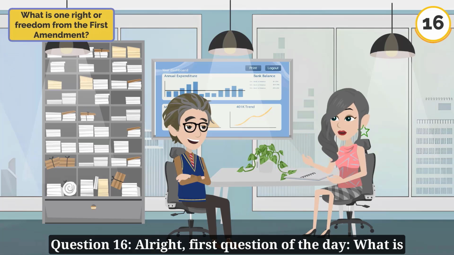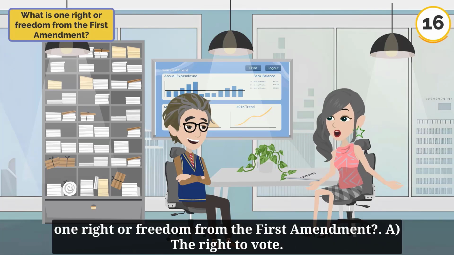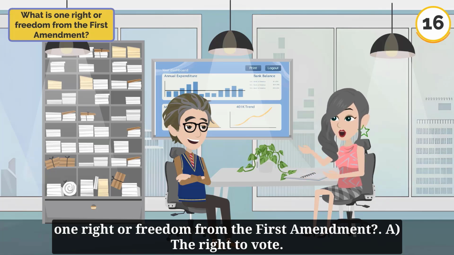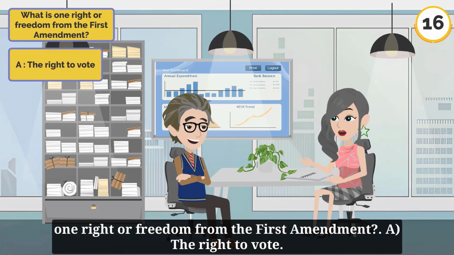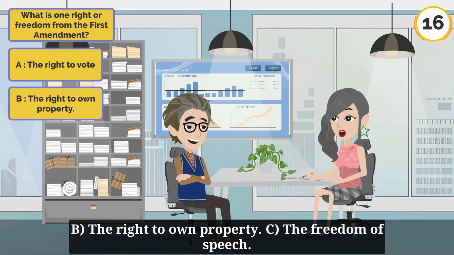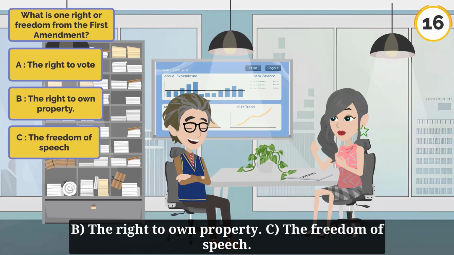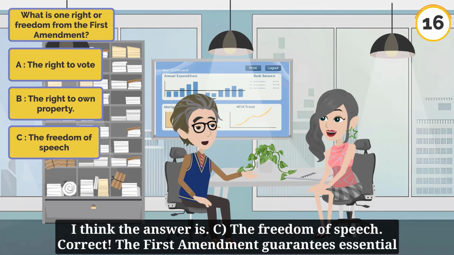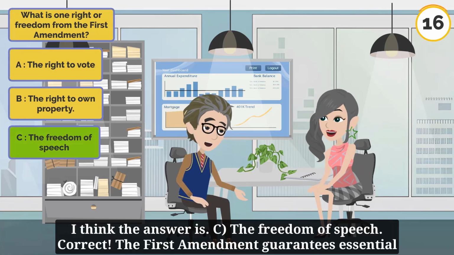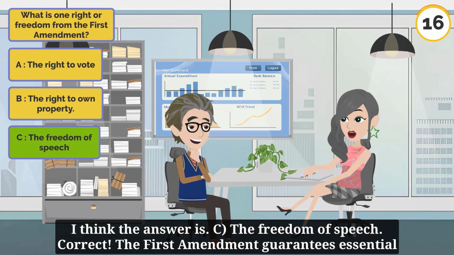All right. First question of the day. What is one right or freedom from the First Amendment? A. The right to vote. B. The right to own property. C. The freedom of speech. I think the answer is C. The freedom of speech. Correct.